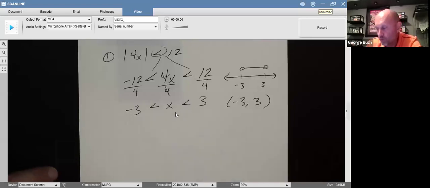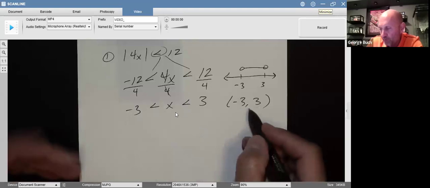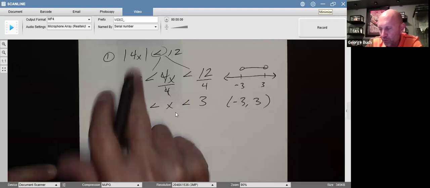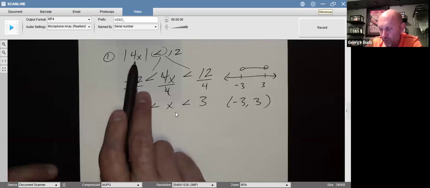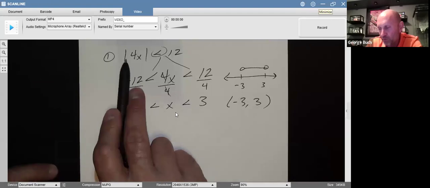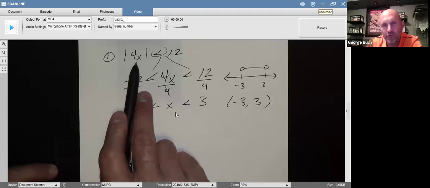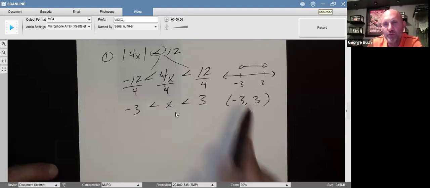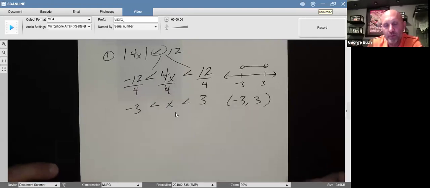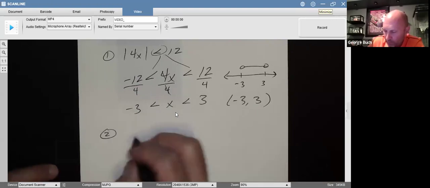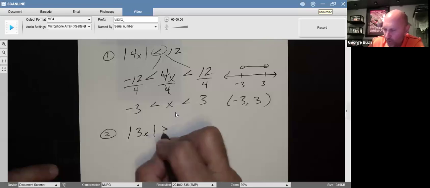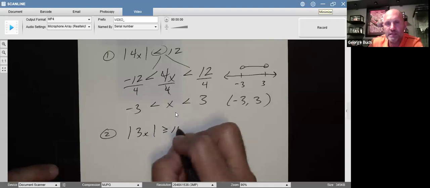It better be true. So an easy one to do is what? 0, right? 0 is between -3 and 3. So if I plug in 0 here, 4 times 0 is 0. Absolute value of 0 is 0. Is 0 less than 12? Yes, it is. So then I can be pretty sure this is the correct answer. Conversely, if I have, let's say, absolute value of 3x is greater than or equal to 15.